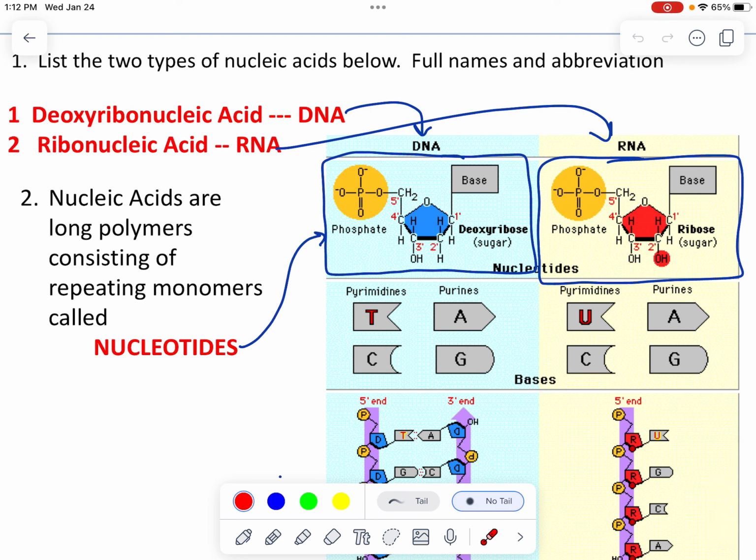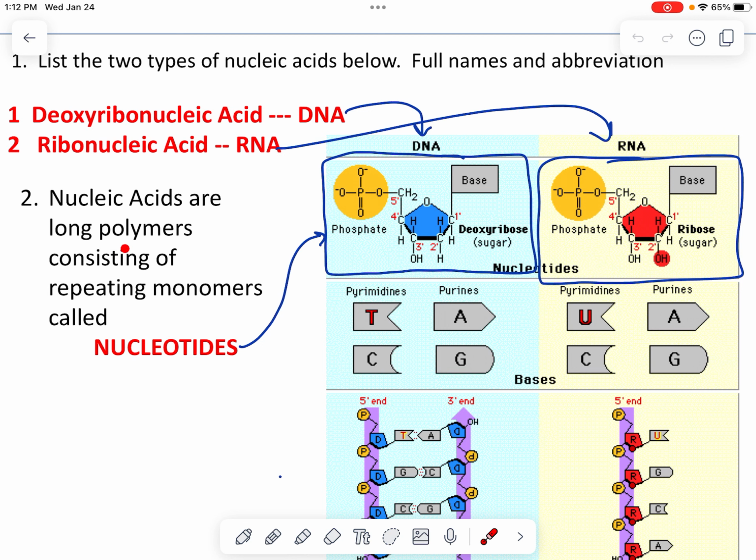So first thing, the two types of nucleic acids are DNA, which stands for deoxyribonucleic acid, and ribonucleic acid, which is the RNA.